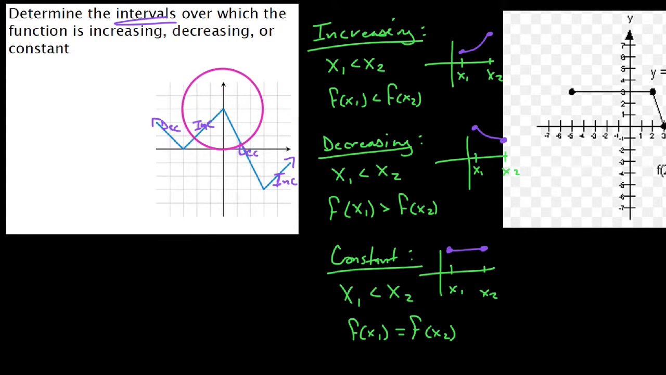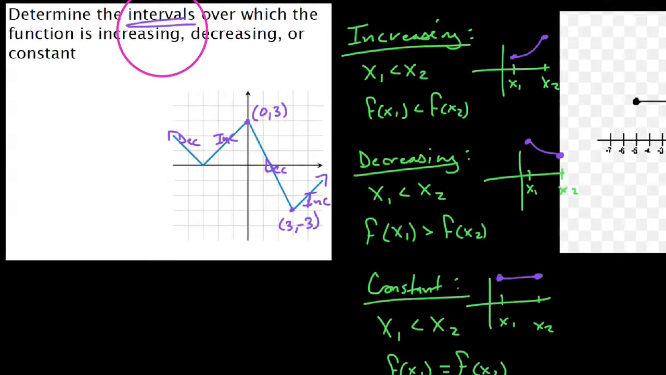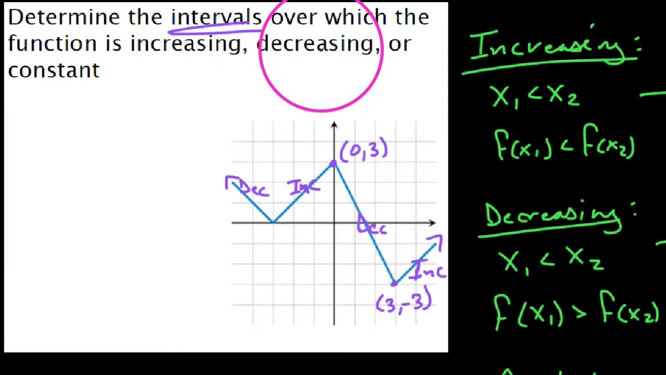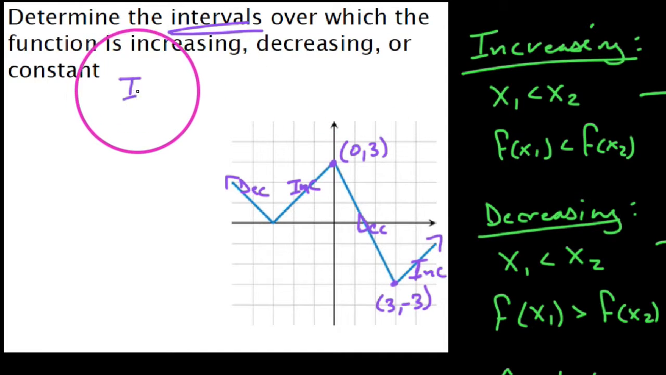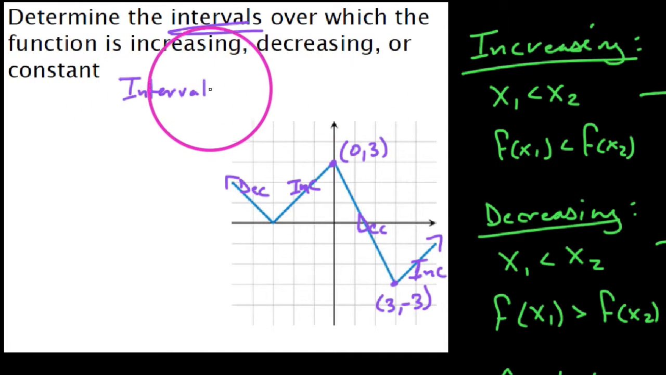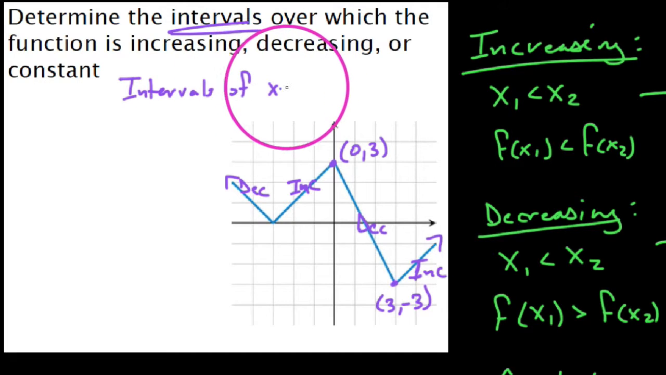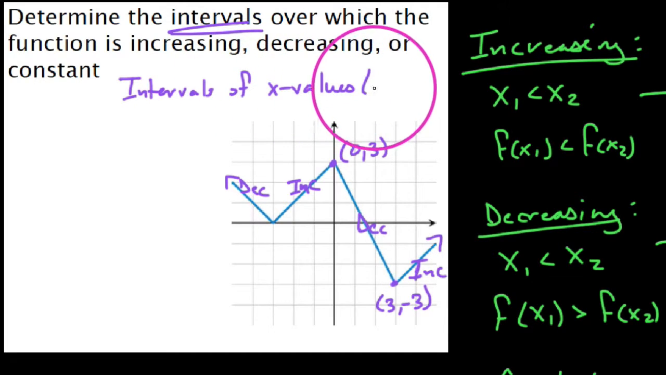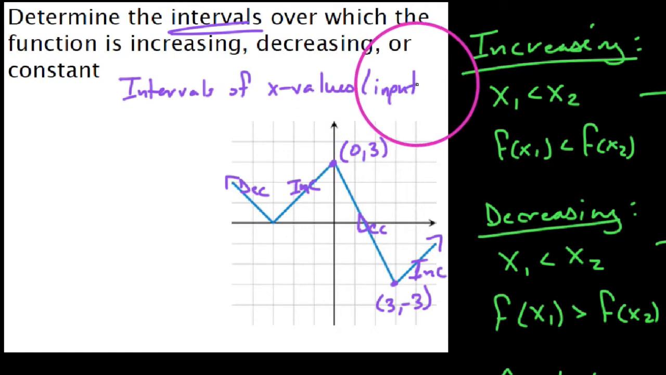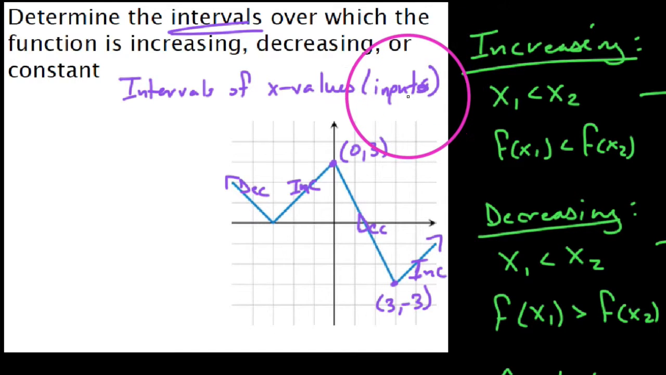For instance, you'll notice that this is a y value of 3 here. This is 0, 3, and this is the point 3 comma negative 3. But I get a lot of students that like to tell me, well, this function is decreasing from 3 to negative 3. And what I'm going to tell you is when we talk about the intervals of values for which our function is increasing, decreasing, or constant, we are looking for the intervals of x values or inputs for which it is increasing, decreasing, or constant.